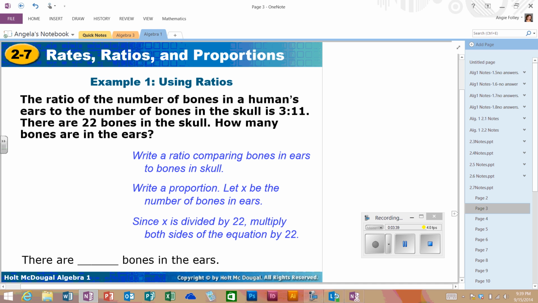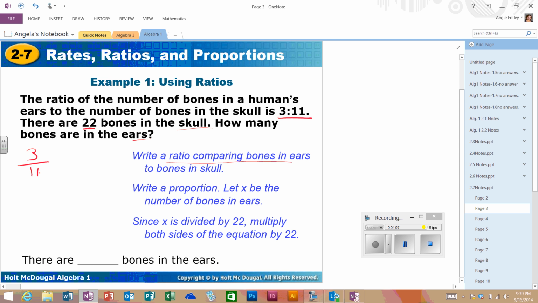Okay, so we're going to practice writing a ratio. The ratio of the number of bones in the human ear to the number of bones in the skull is 3 to 11. There are 22 bones in the skull, so how many are there in the ears? So we're going to write a ratio of the bones in the ears to bones in the skull. Well, we know it's 3 to 11, so we'd write that as 3 over 11. If it helps, you could write ears over here and skull here, just so you know what's where.